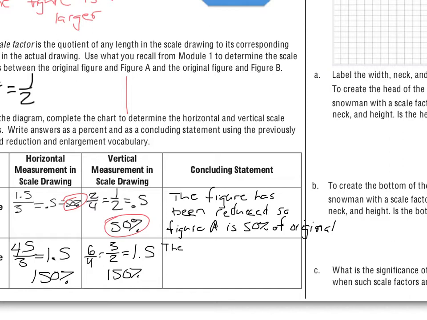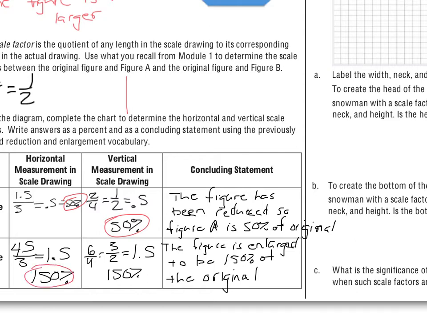The figure is enlarged to be 150% of the original. And once again, we can link that to the idea that we see these are greater than 100%.